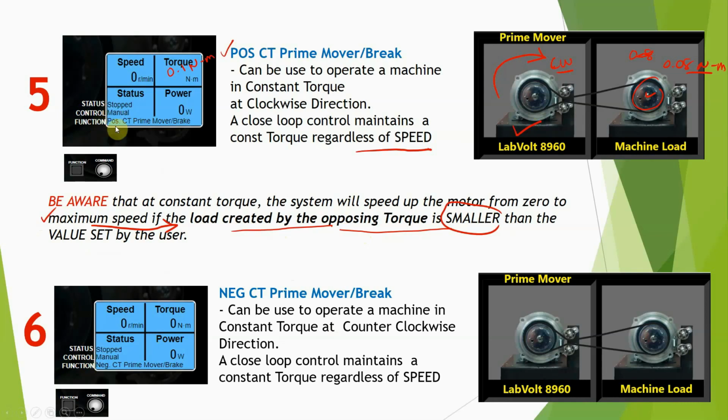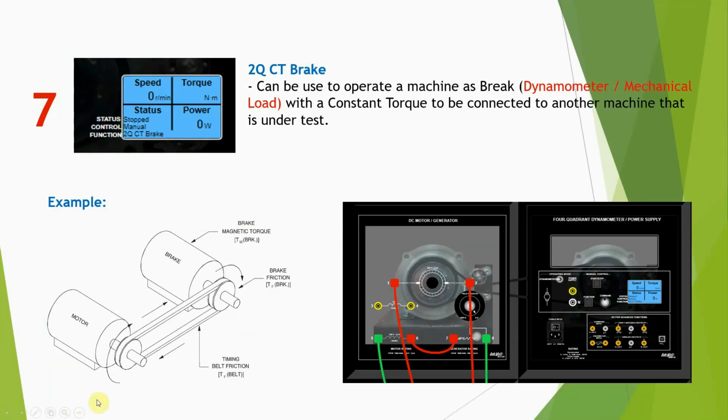Now, again, I will press this. I have a positive constant torque, and I will now have a negative constant torque. Negative constant torque should be counterclockwise, CCW, right? Similar function. And lastly, if I press this again, I will have a 2Q constant torque brake. So I'm going to use this one now as a dynamometer.